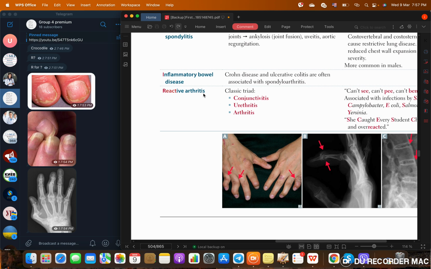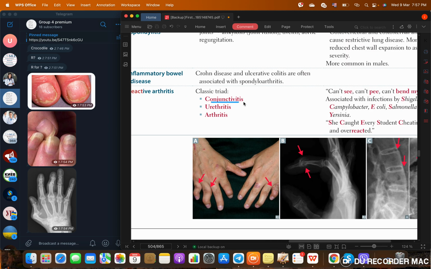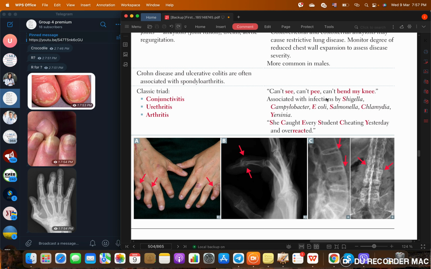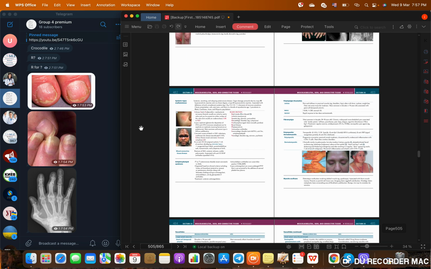Finally, reactive arthritis: cannot see, cannot bend the knee, or cannot climb the tree. So that will be conjunctivitis, arthritis, and arthritis. It's associated with bacteria most of the time. So Shigella, Campylobacter, E. coli, Salmonella, in addition to the ones that lead to sexually transmitted infections, such as chlamydia. Do not forget about Yersinia pestis, the cause of the plague, right?